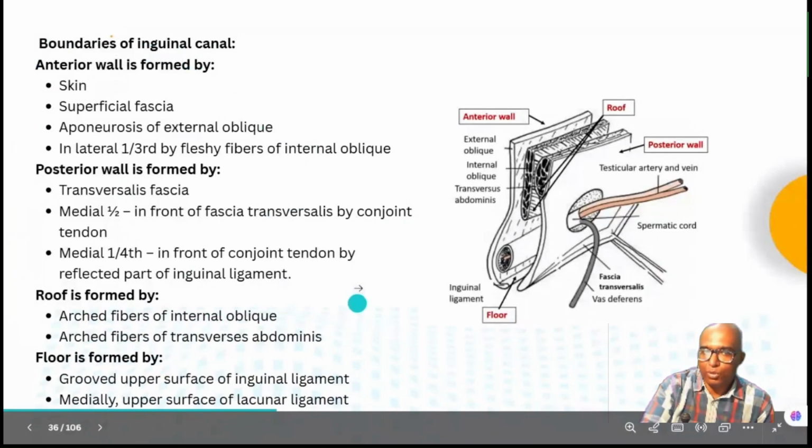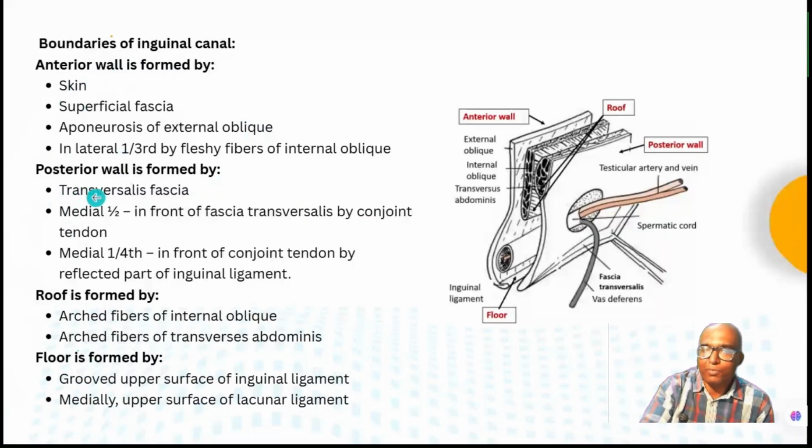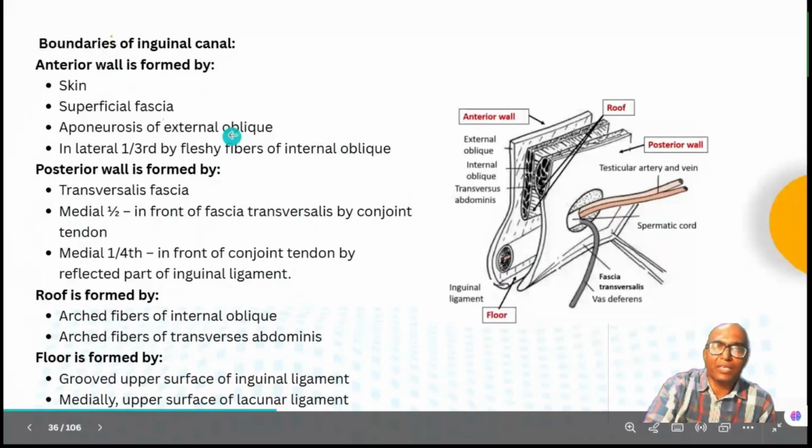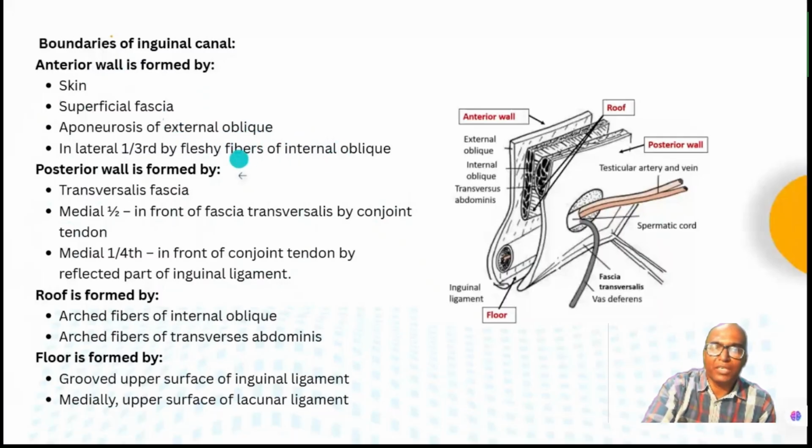I don't know whether a question is asked on this, but I feel that these boundaries are going to be very, very important, especially the posterior wall, which is formed by the fascia transversalis, and in the medial half, in front of it, by the conjoint tendon. So you have the fascia transversalis, the conjoint tendon, and also the reflected part of the inguinal ligament. These three structures are there posteriorly. The roof is formed by the internal oblique and arching fibers of the transversus abdominis. So the external oblique is coming here, and the internal oblique is also coming in the roof.